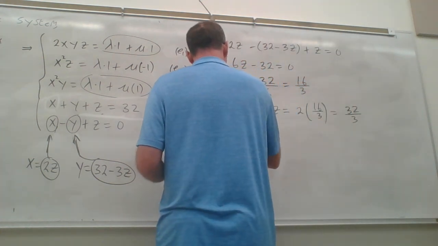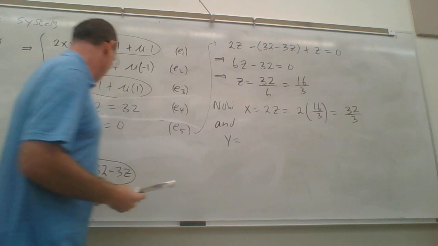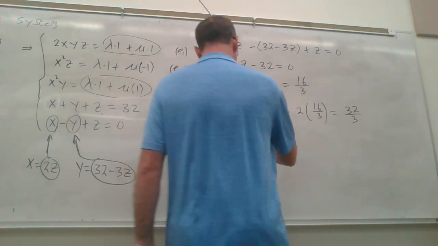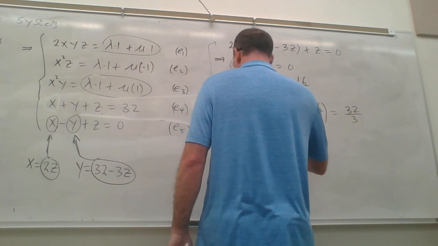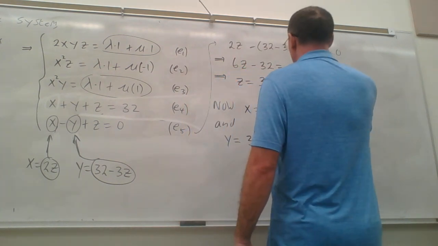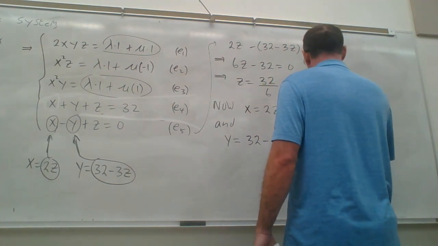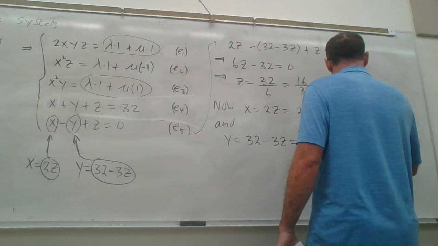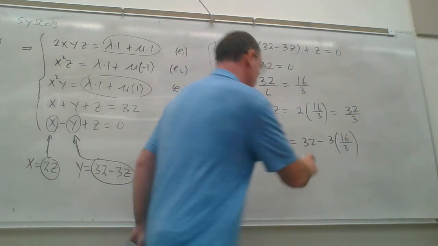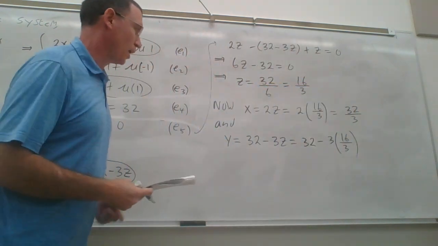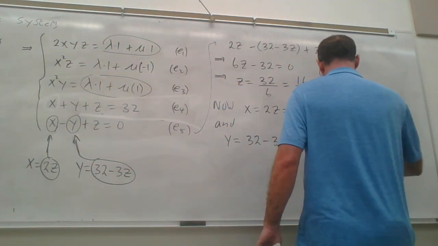And my y, over here, y is equal to 32 minus 3z. And z is 16 over 3, so it'll be 32 minus 3 times 16 over 3. The 3's cancel, so it looks like we just got 16 for this one.